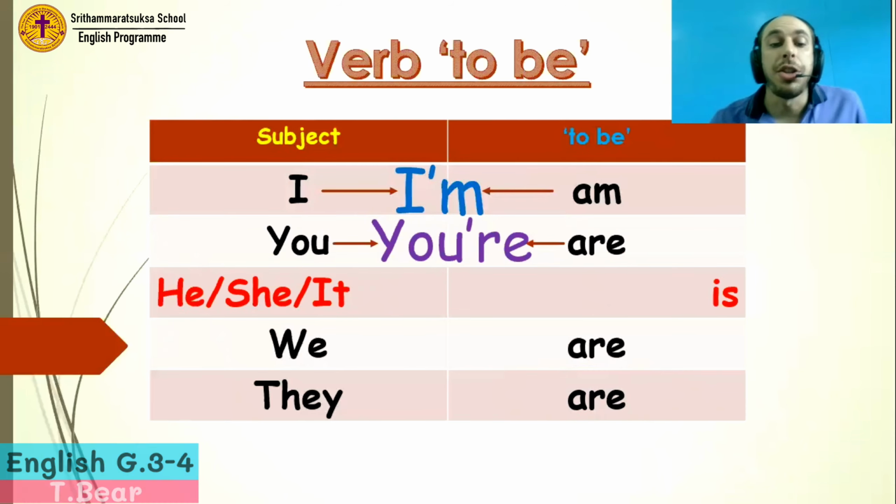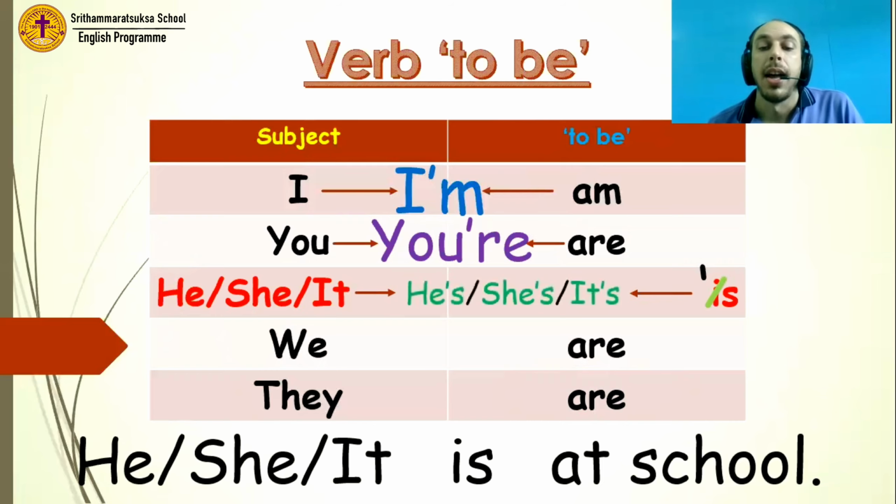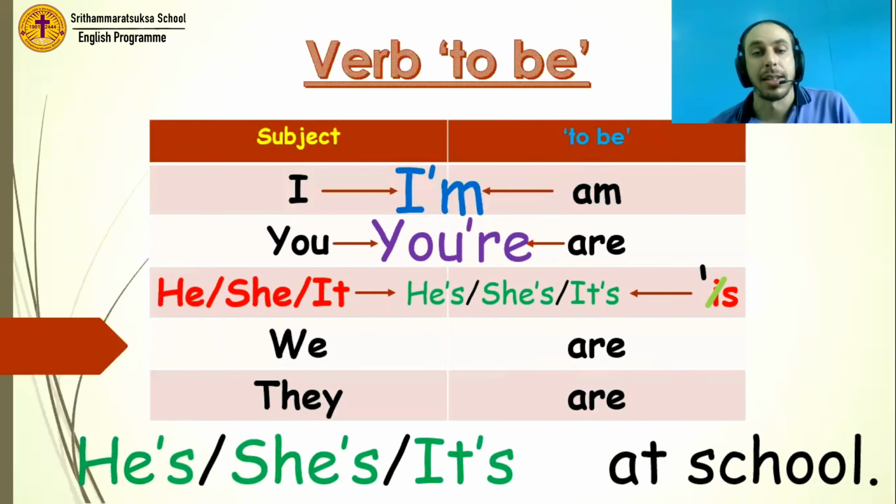Okay. He, she, and it. He is at school, she is at school, it is at school. Following the rule, we cross out the first letter, we add the mark, bring our subject to our verb, and there we have he's, she's, it's. Okay? He's at school. She's at school. It's at school.